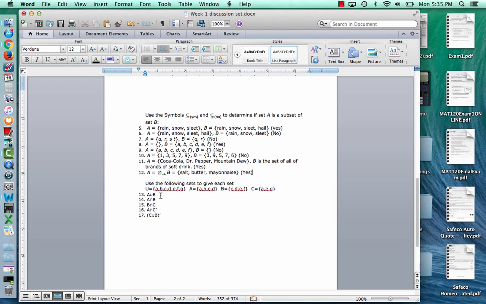Okay, then the last 5 problems are set operations. So for each one of these, I'm going to perform the operation and give the answer as a set. We refer to U as the universal set, meaning all the possible elements that we're going to deal with: A, B, C, D, E, F, G. A is the subset {A, B, C, D}, B is the subset {C, D, E, F}, and C is the subset {A, E, G} of the universal set.